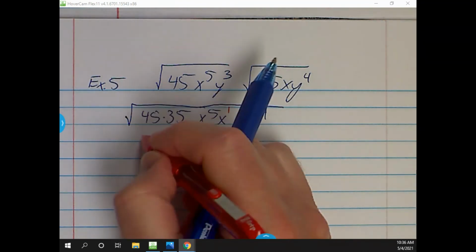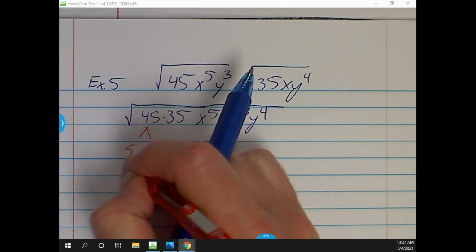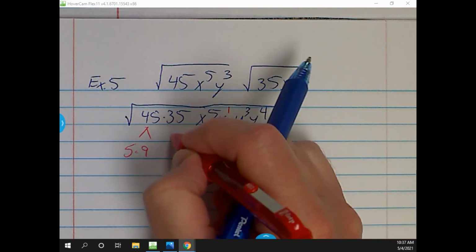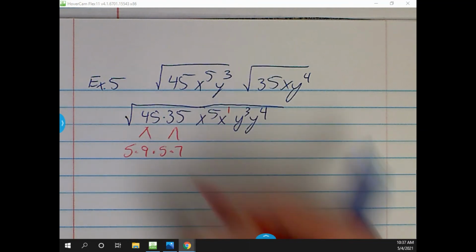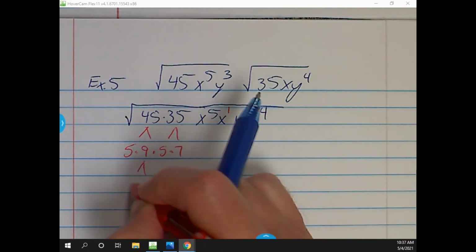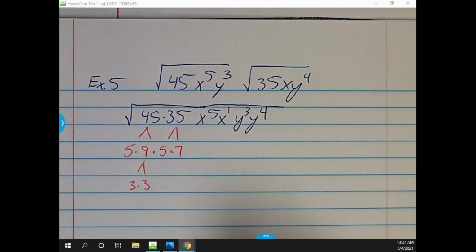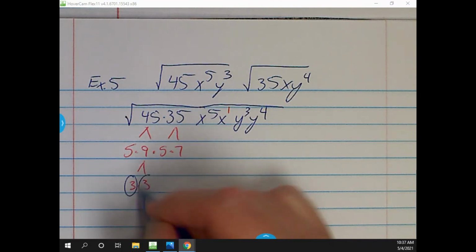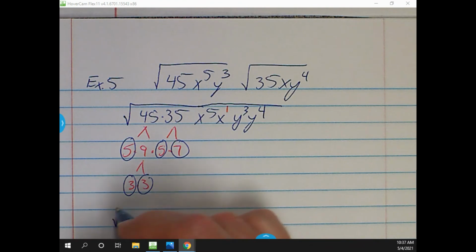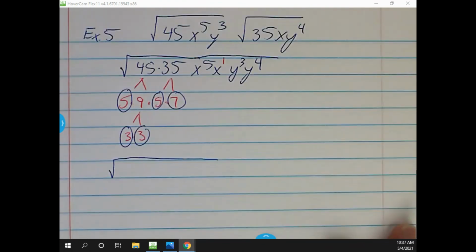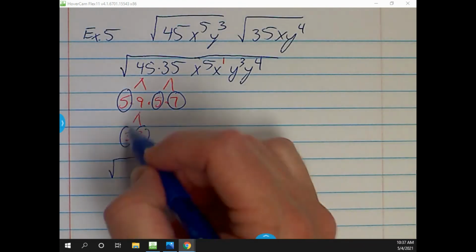All right, so we start to break it down. 45 is 5 times 9. 35 is 5 times 7. 9 is 3 times 3. So we've got 3, 3, 5, 5, and a 7. So if we break that down, we've got 3, 3, 5, 5, 7.